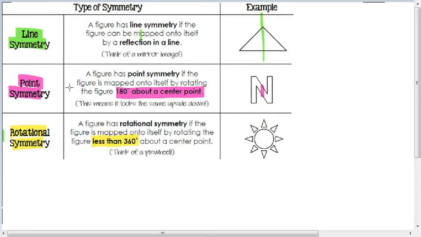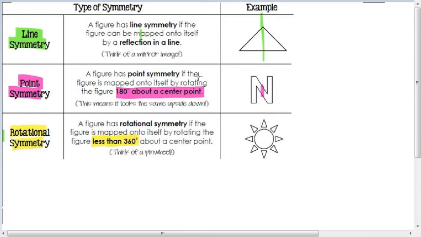Next is point symmetry. Point means this is a point. If you turn it upside down around this point, then it will be the same. And third is rotational symmetry, meaning if you turn it from anywhere, it will look the same. So that is rotational symmetry.